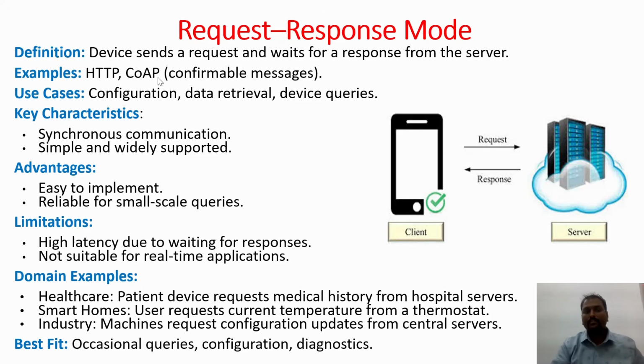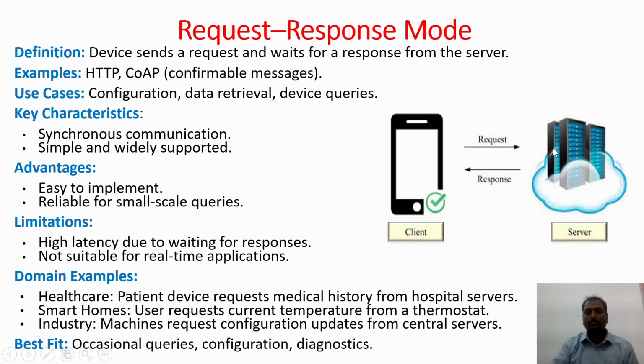The key characteristics include synchronous communication. That means the receiver should acknowledge the message and send back a response message. That is what is called synchronous communication. This request response model is simple and it is widely supported in IoT applications. Its advantages include it's easy to implement and reliable for small scale applications. Limitations include high latency as it needs to wait for the response from the receiver side, and it is not suitable for some real-time applications.